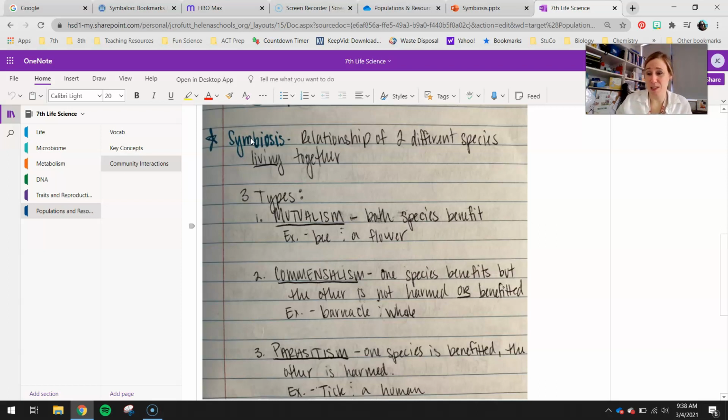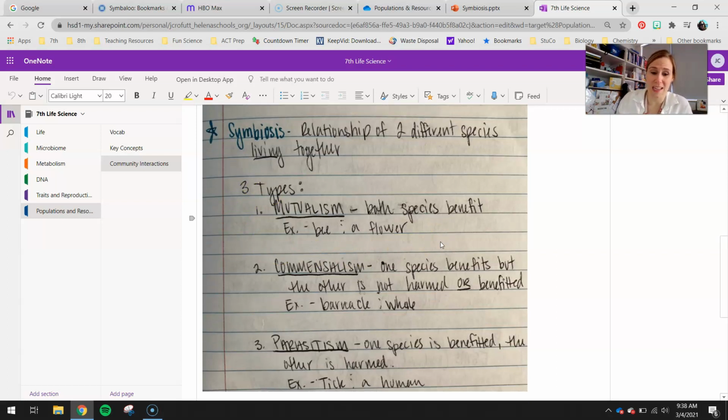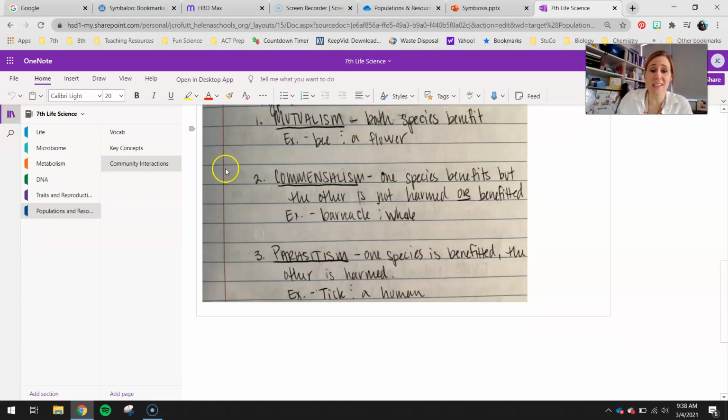So again, mutualism is positive for both species. They really like to have that relationship. And again, you guys learned about that in the ant and the acacia article, how the ant gets something from the acacia tree, and the acacia tree also gets something back from the ant. Moving on, commensalism is our next type of symbiosis.